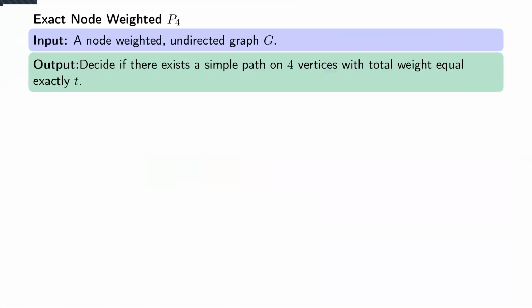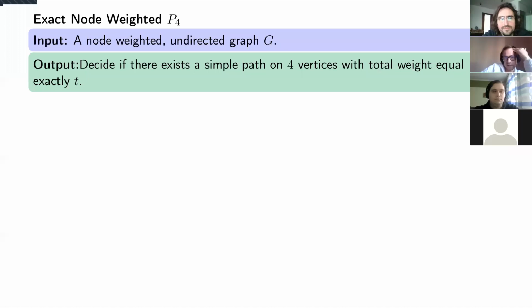Let me point out some other ideas for how you can break meet in the middle. Think about this exact node-weighted four-path algorithm. In this problem, we are given a node-weighted undirected graph G, so the weights are on the nodes, and the task is to decide if there is a simple path on 4 vertices with weight equal to exactly t.